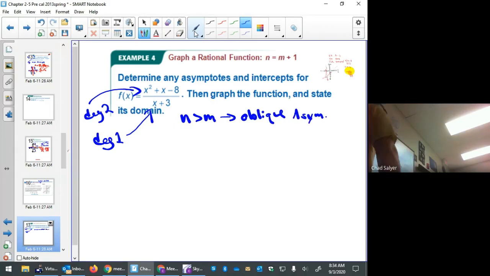asymptote. Does that always mean it'll have one? Indeed, yeah. If the degree of the numerator is higher, yes, it will always have an oblique asymptote. And the oblique asymptote, the shape will be determined by the difference in degree. If the difference is 1, like it is here, it will be a linear oblique asymptote. If the difference is 2, it'll be a quadratic oblique asymptote. Don't worry too much about that. Just find it and sketch it.